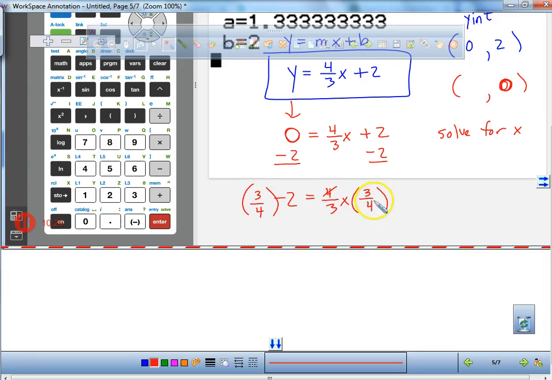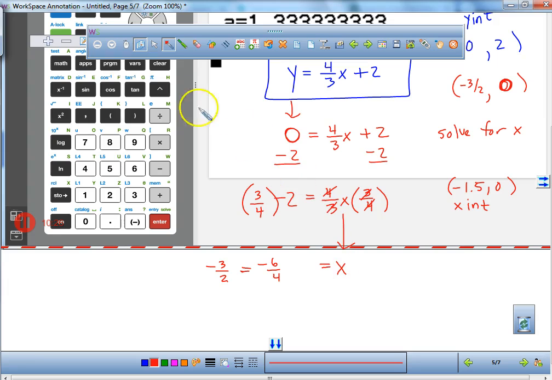And these 4's will cancel out. These 3's will cancel out. And all I'm left with is my x-intercept. And you get -6/4 when you multiply it, but that reduces to -3/2. So I'm going to write -3/2, which is the same as saying -1.5 and a 0. Alright? So what's my x-intercept going to be for this particular graph? -1.5, 0. What's my y-intercept? 0 and 2.